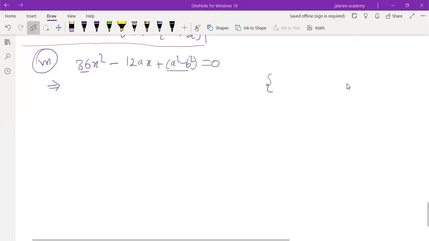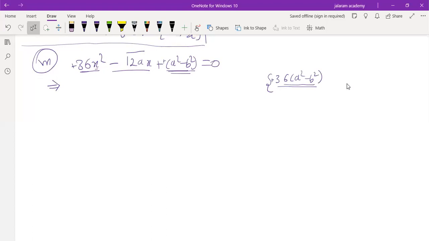So in question number M, 36x square minus 12ax plus a square minus b square equals 0. We observe that the coefficient of x square is 36 and the constant term is a square minus b square. So we have to factorize this product, 36 into a square minus b square, in such a way that its sum must be 12a. As it is positive, both of them are positive. Is that clear to you?